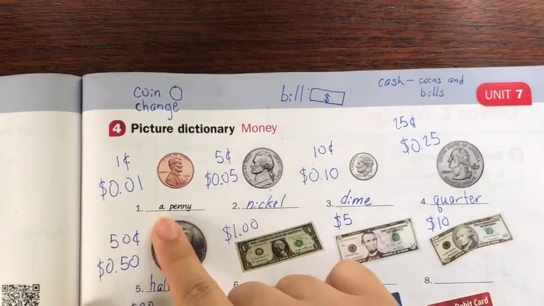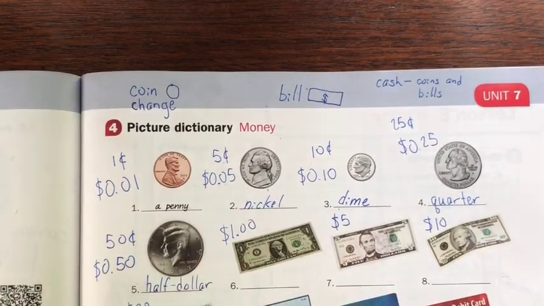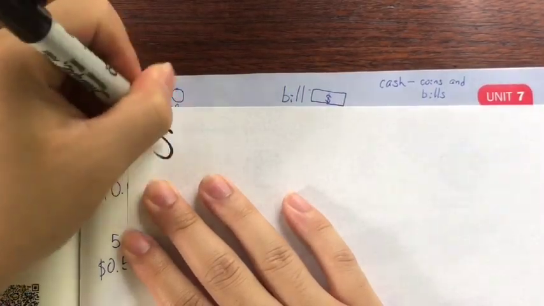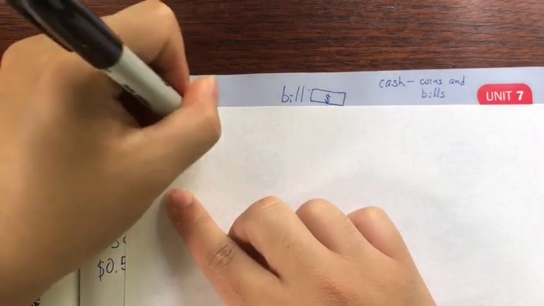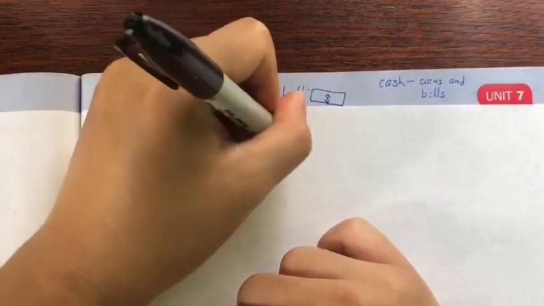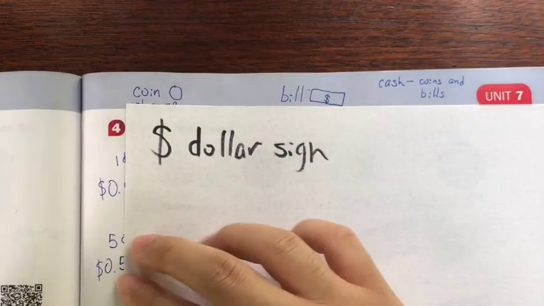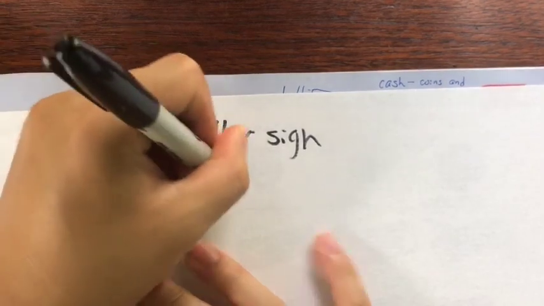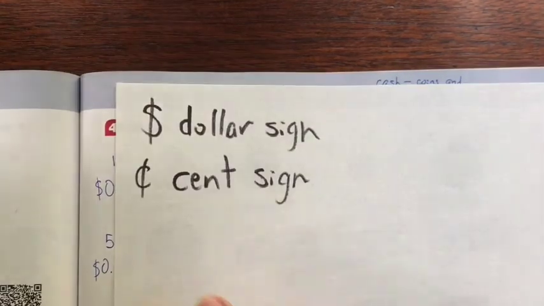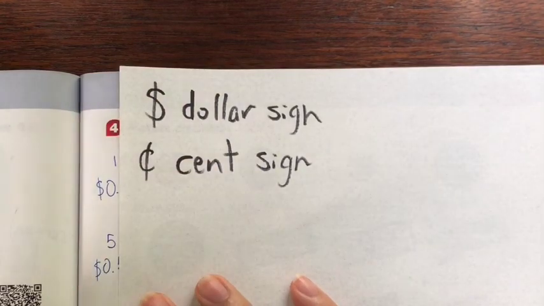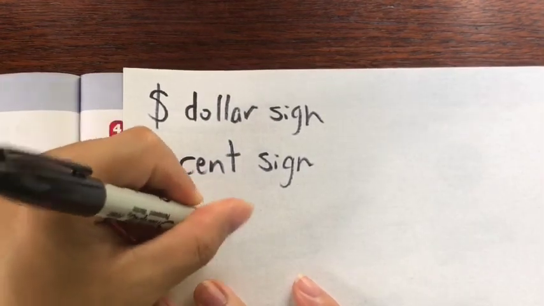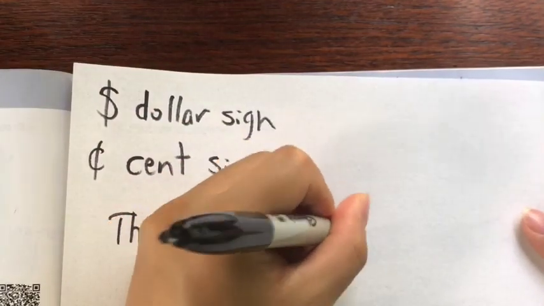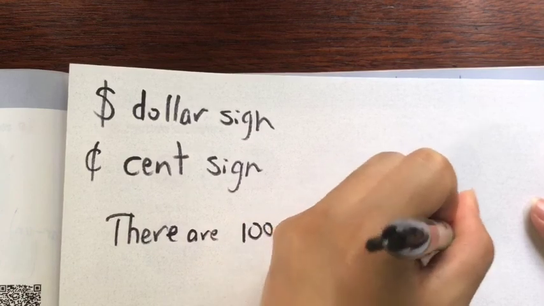So let's see, this is a penny. Oh, also, I should tell you. So what do we call this? This is a dollar sign. What about this? This is a cent sign. How many cents are in $1? There are 100 cents in $1.